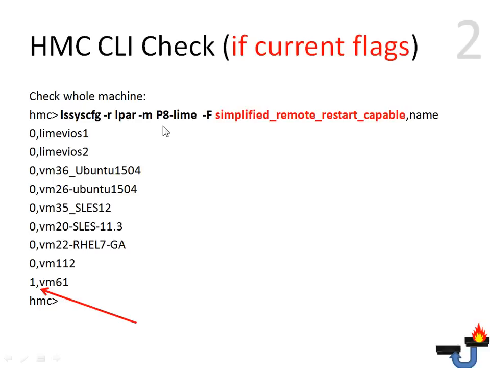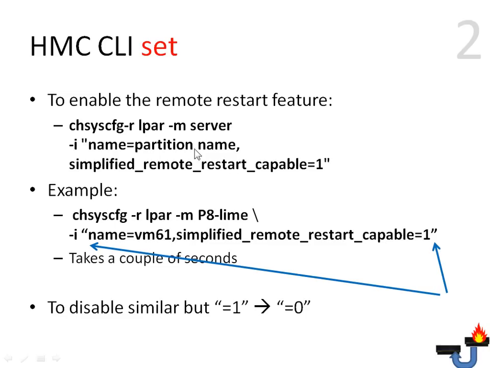Another option is to do the same operation for the whole machine. So here we've got the name of the machine and we're saying limit the output to just the simplified remote restart capable and the name of the LPAR. And so we can see here all my partitions, including my VIO servers. The only one that's set to capable is my VM61, which is a nice quick way of looking at whole machines at a time. If you want to set this, this is the command.